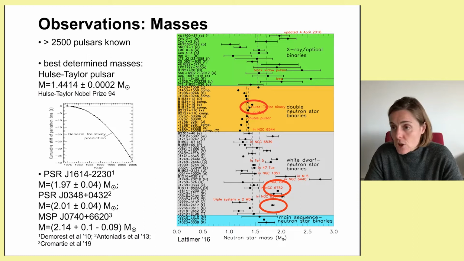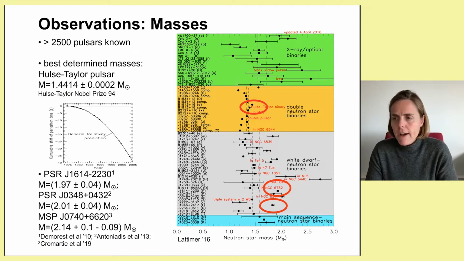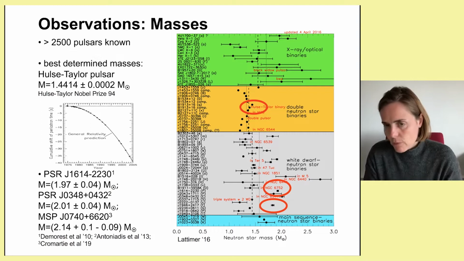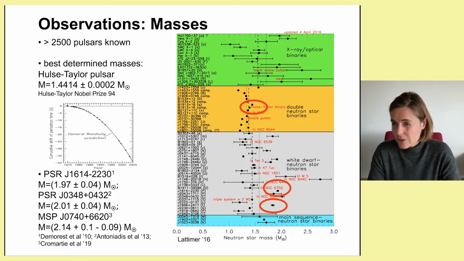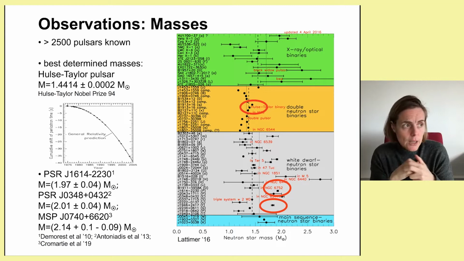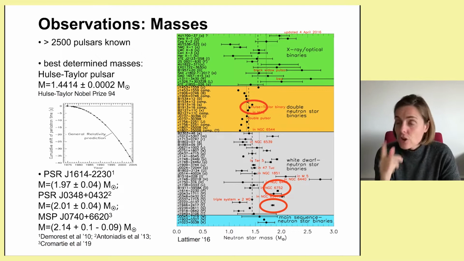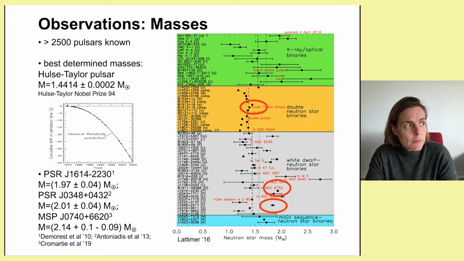In what sense? Usually there are what are called five Keplerian parameters that can be determined in these binary systems, okay? I'm talking about the periastron, which is the closest point in the elliptic orbit, the orbital period, the projection of the semi-major axis along the line of sight of the observer, and the eccentricity of the orbit.